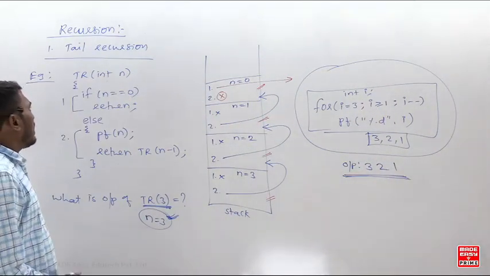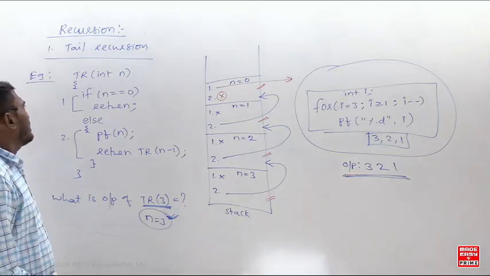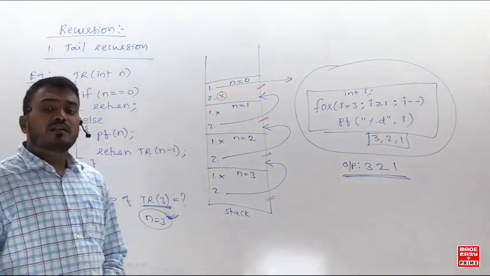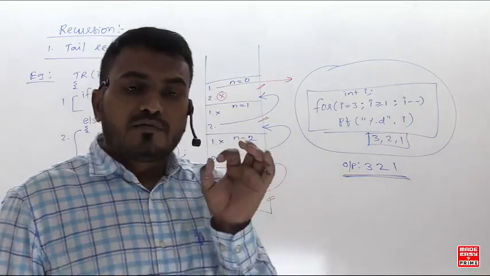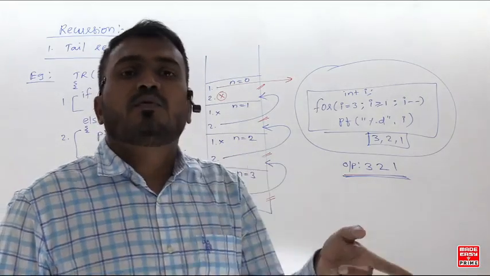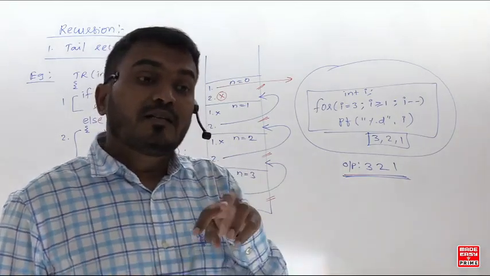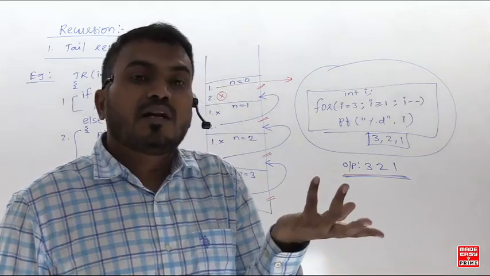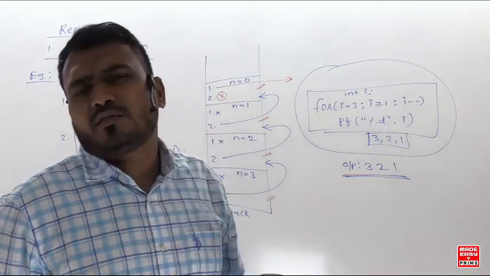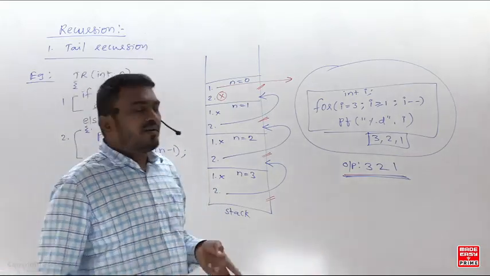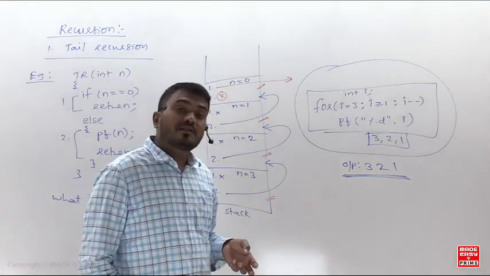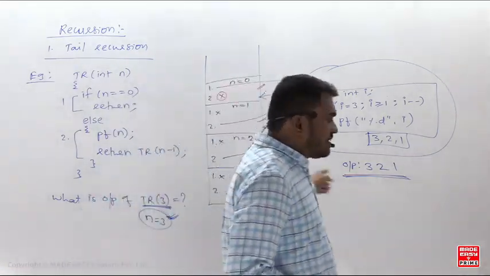So here, what is the advantage? What is the one advantage of tail recursion? Listen to me. The advantage of tail recursion is that the equivalent non-recursive program is very easy to write, because you can use any while loop or for loop. But what is the problem? Unnecessarily wasting the stack space. Okay, copy this. I will give the notes.